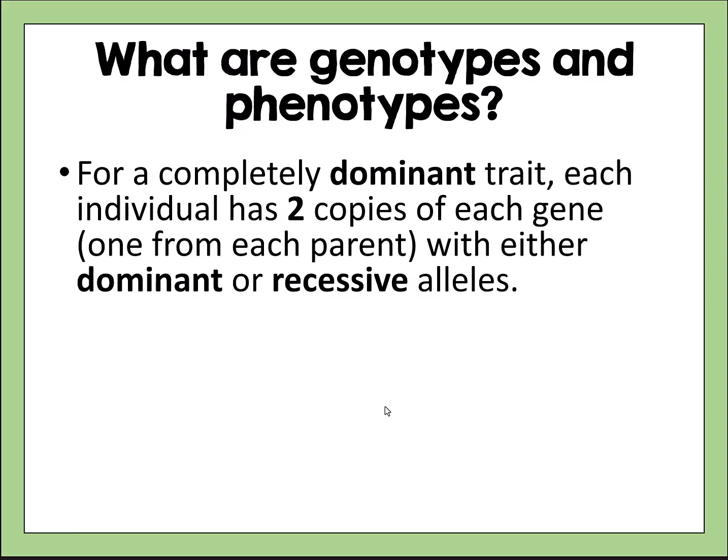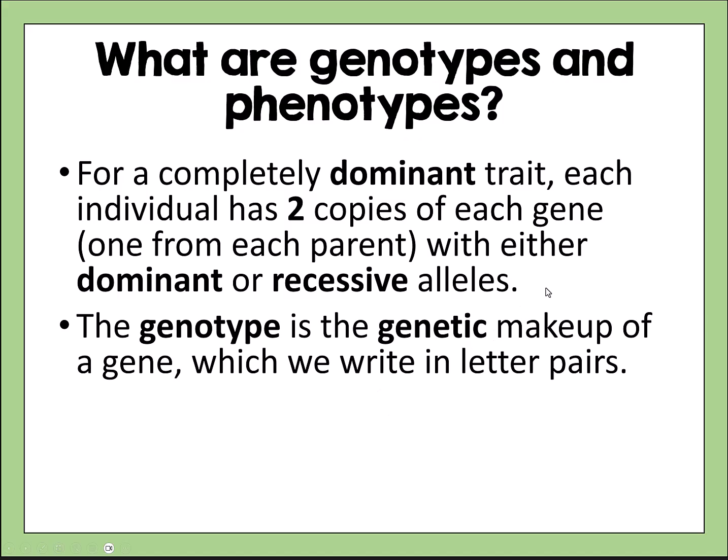What are genotypes and phenotypes? So for a completely dominant trait, which we'll focus on for a minute here, each individual has 2 copies of each gene, one from each parent. So each new generation receives 2 copies of a gene, one from the mother, one from the father. And those genes, those alleles, can either be dominant or recessive. And the genotype is the genetic makeup of a gene, which we write in letter pairs. So I'll show you an example of that in just a second.